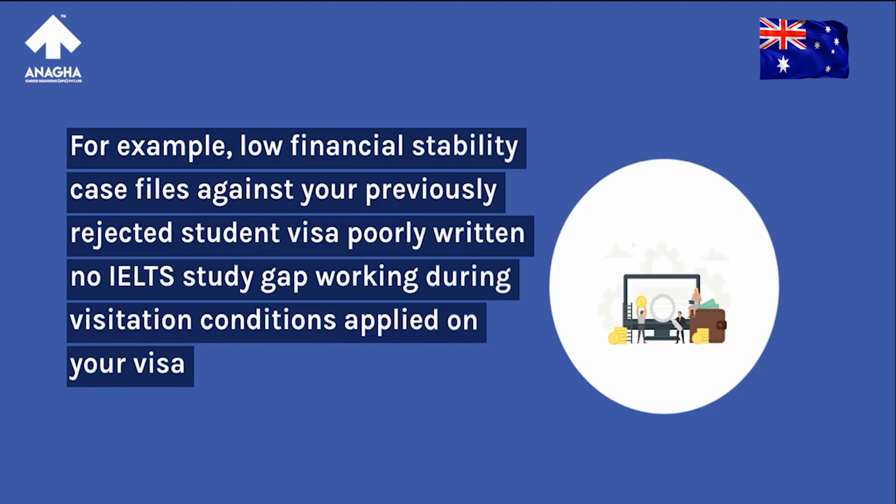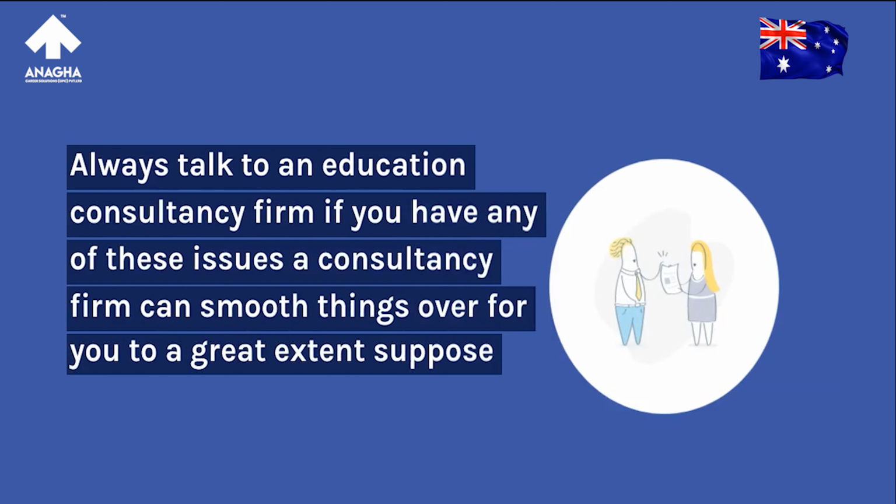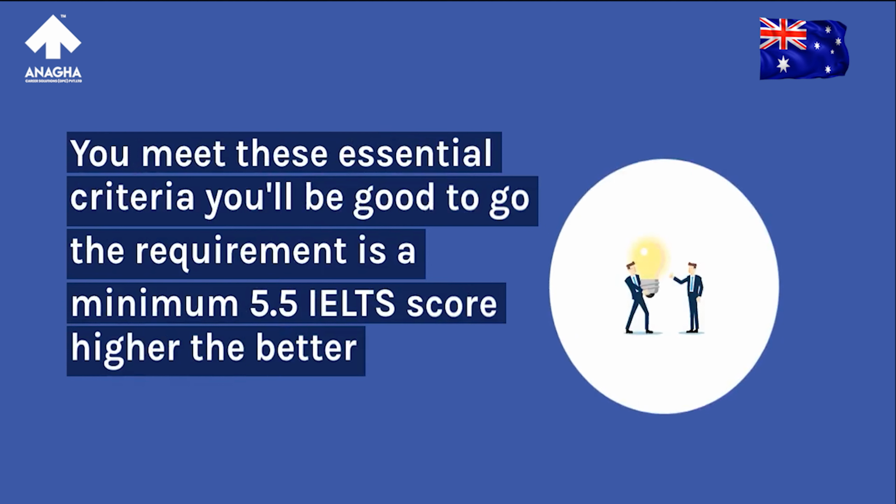Let's assume you don't have any bad records. A bad record can be anything. If you have any of these bad records, you will not be able to apply for the visa conversion. For example, low financial stability, case files against your previously rejected student visa, poorly written documents, no IELTS, study gap, working during visitation, or conditions applied on your visa.